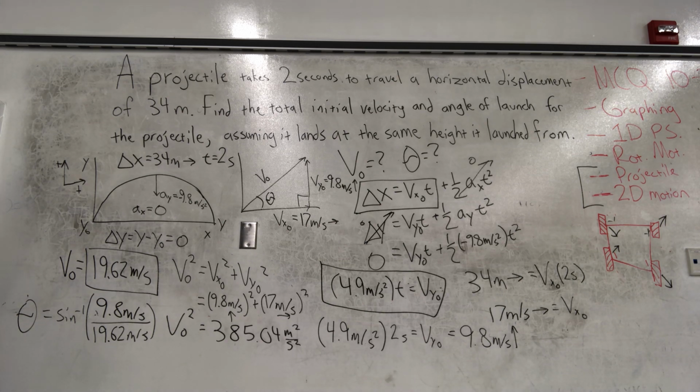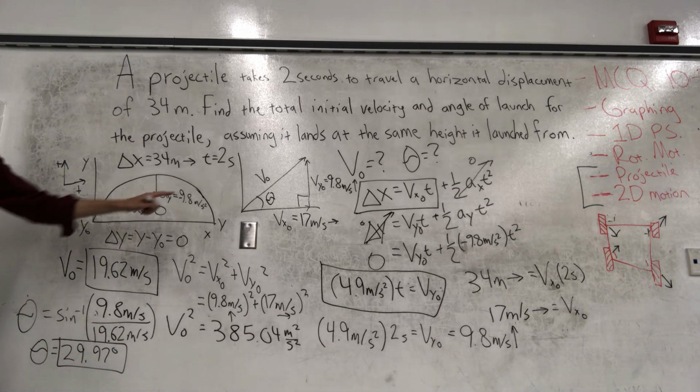So I'll go ahead and do that math. We get the inverse sine of 0.499, which is 29.97 degrees. So our angle theta is equal to 29.97 degrees.